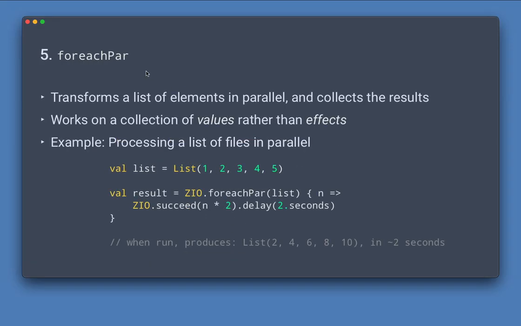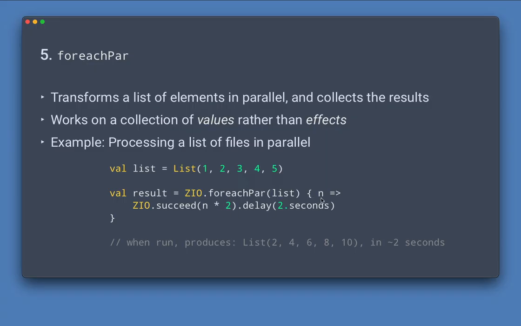forEachPar is the fifth function we're going to look at. forEachPar transforms a list of elements in parallel and collects the results. A unique thing about it is that it works on a collection of values rather than a collection of effects. And I have one example. It could be processing a list of files in parallel. But what we're going to do is just create this list of integers right here, 1 through 5. And then the way this works is you call forEachPar, you pass in that list right there. And then in this area between the curly braces, you just create whatever function you need to operate on the elements in that list. And then what you're doing inside here is creating an effect.